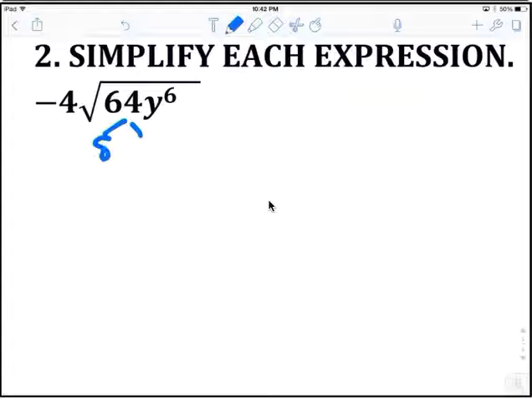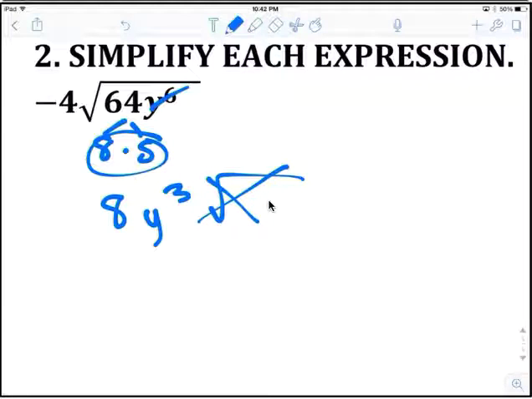And number 2, simplify that. This is 8 times 8. I can stop. So the answer is 8, and y to the third power for this. Nothing left in the radical, so you don't need it. Times that by -4. So -32y cubed.